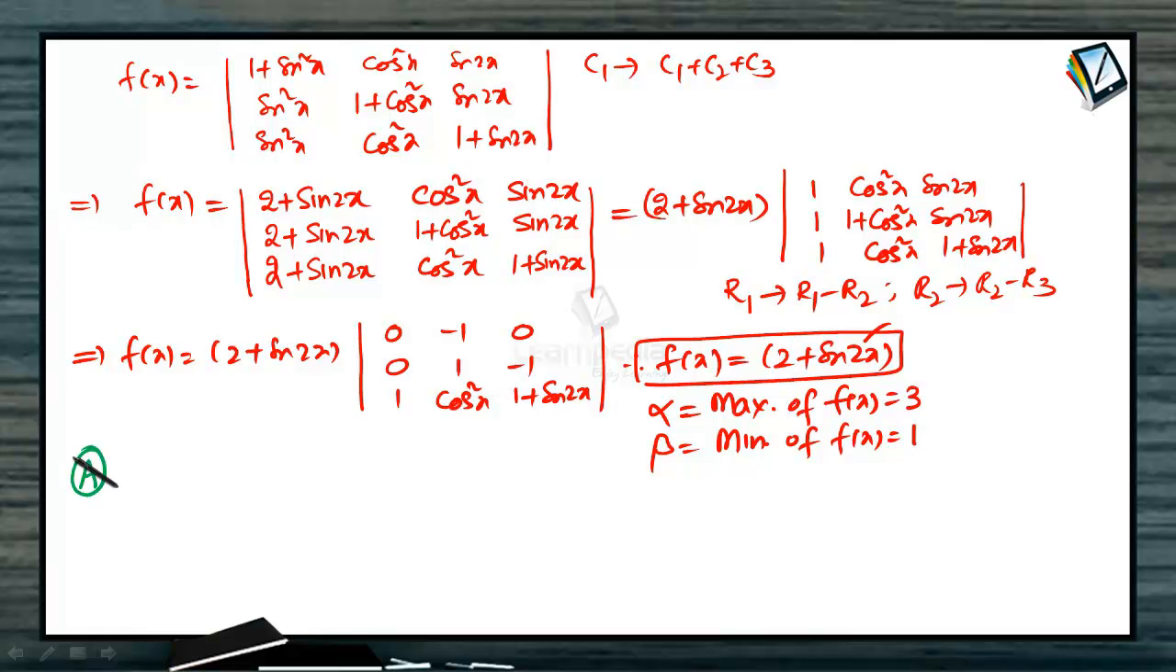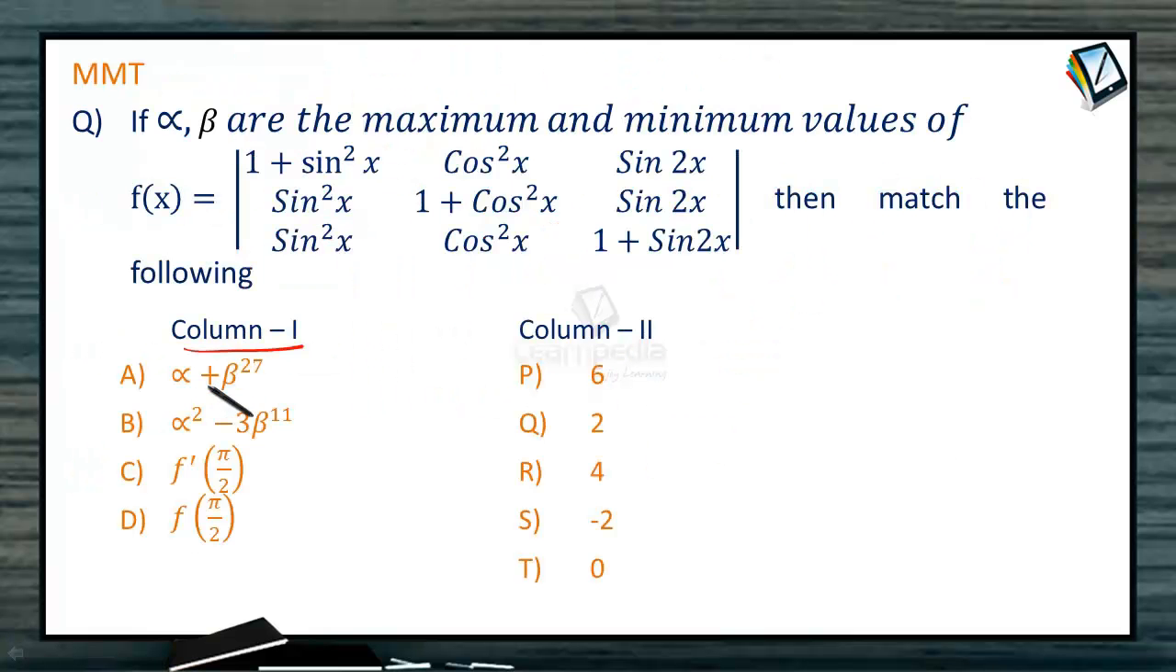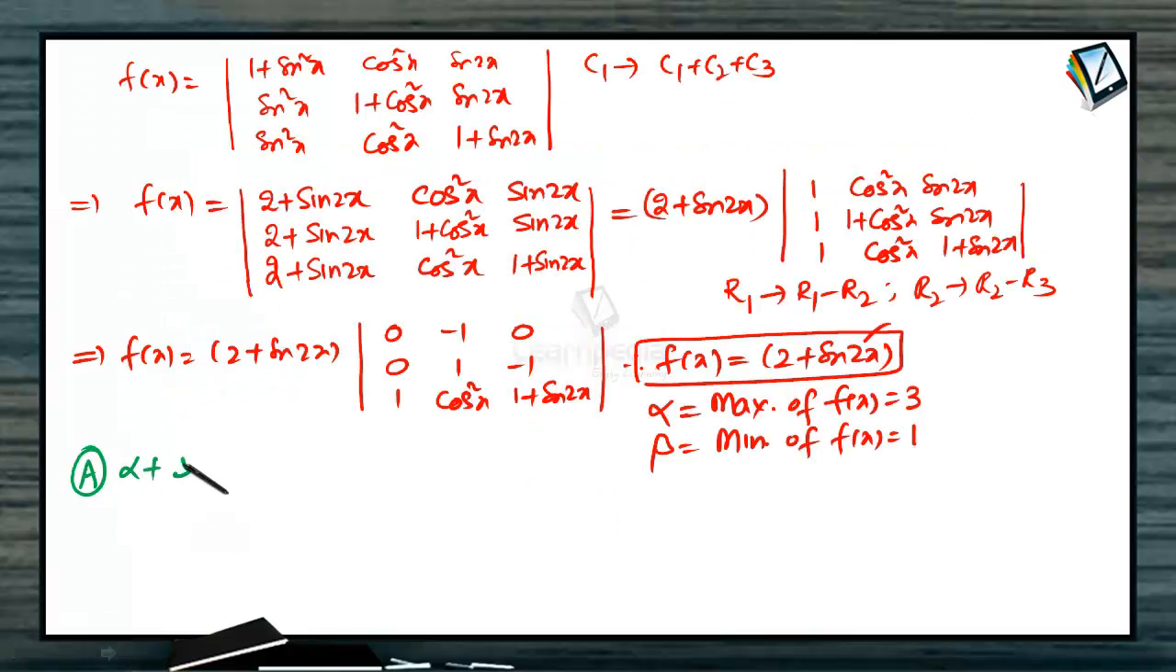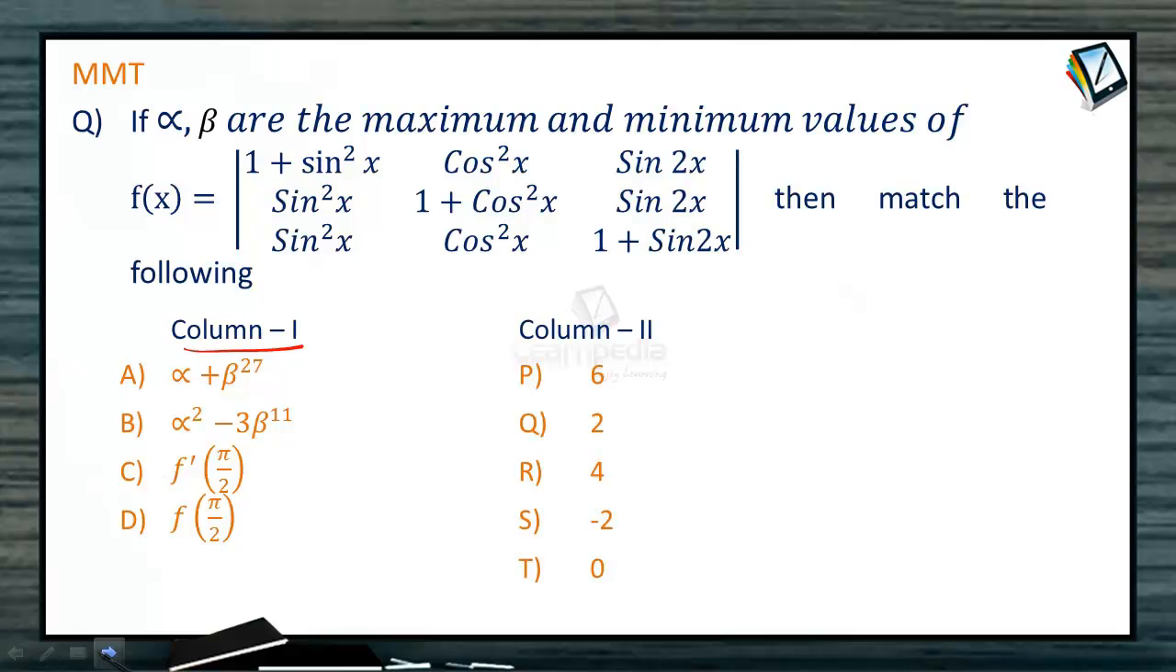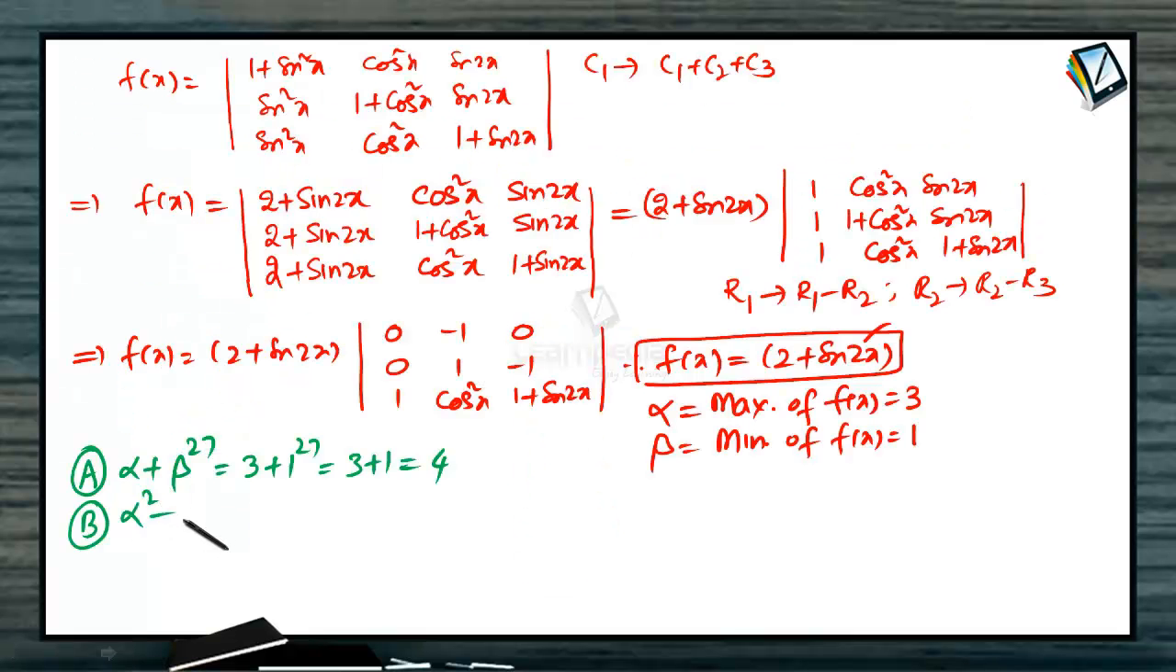Therefore under column A, what we had given is (alpha plus beta) power 27. Alpha is equal to 3 and beta is 1 to the power of 27, that is equal to 3 plus 1 is 4. And B is alpha square minus 3 into beta power 11. Alpha square is 3 square minus 3 into 1 power 11, that is 9 minus 3, equal to 6.